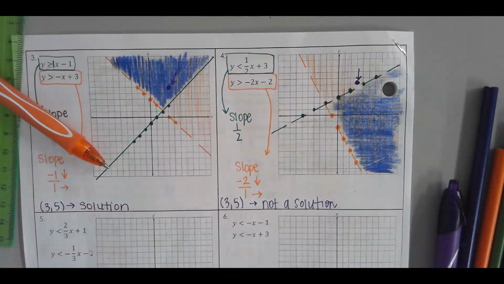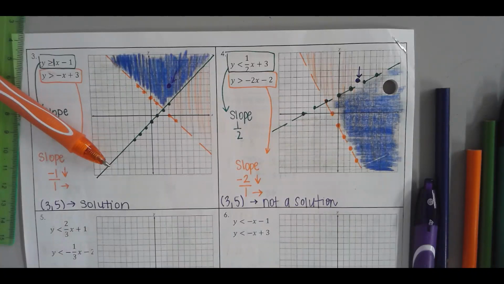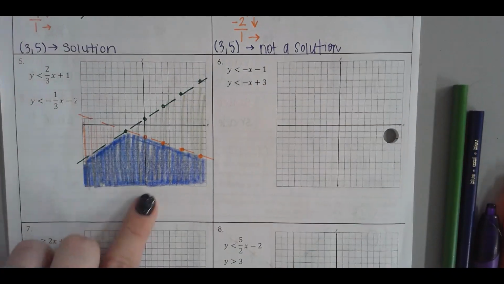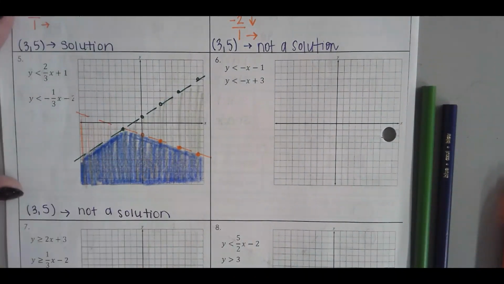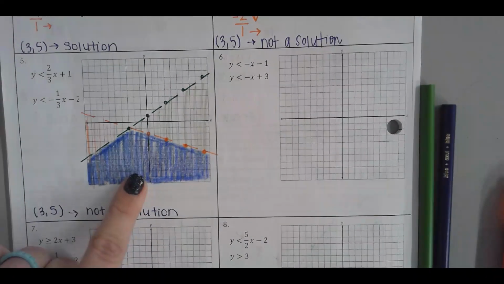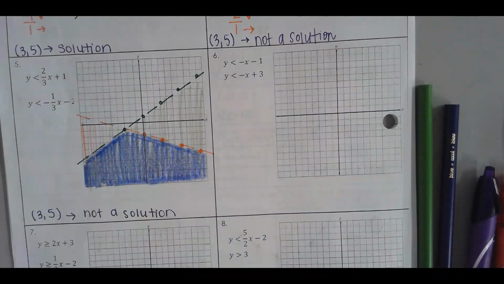I want you to work on question number 5 by yourself. This should be your answer to number 5. Both of your lines should be dashed. This dark shaded region is the one at the bottom.